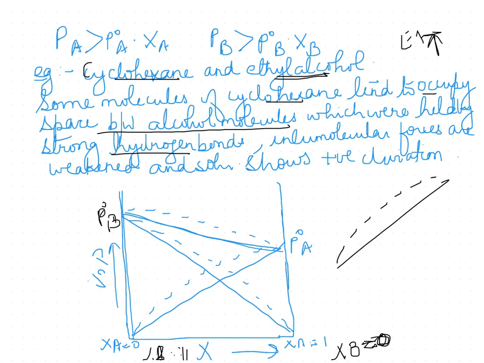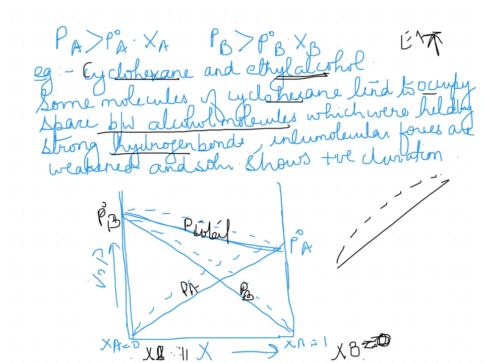What is this? Positive deviation, okay. So all the lines are marked by this sort of a dotted line, which shows that this is the graph for PA, this is the graph for PB, and this is the graph for P total. So I had already drawn this. And in that, vapor pressure, XA is equal to 0, XA is equal to 1, XB is equal to 0, XB is equal to 1. Okay, we have to do it like this, and all these graphs.